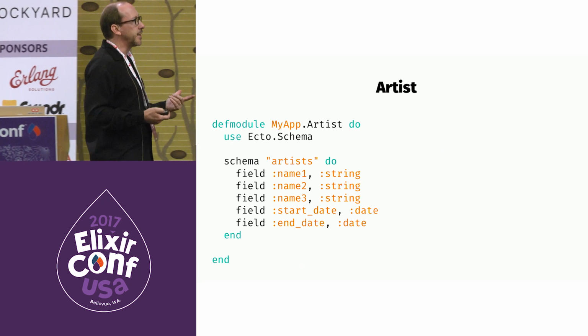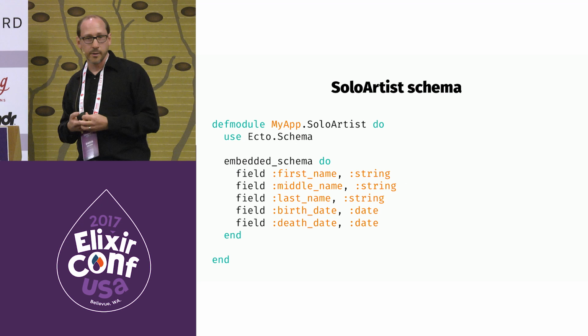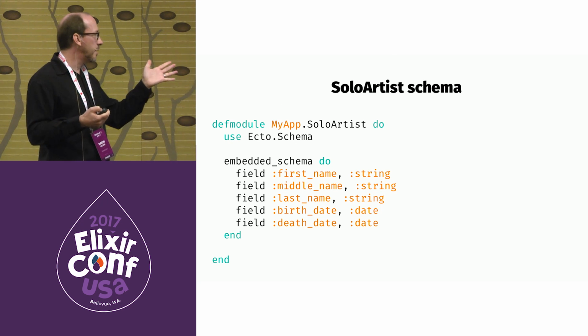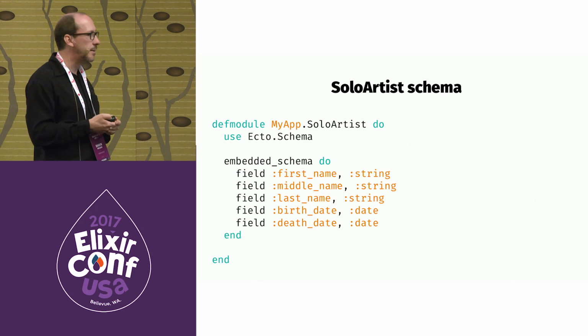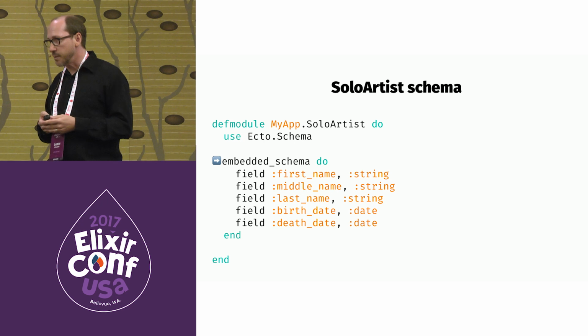But now we're going to create a second schema. And this will be our solo artist schema. And this will look more like how we want a solo artist to look. First name, middle name, last name, birth date, and a death date. Now notice in this case, we didn't call schema, we called embedded_schema.